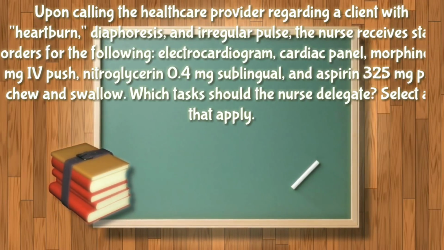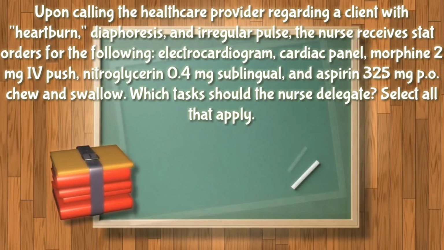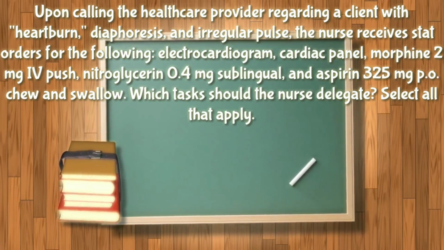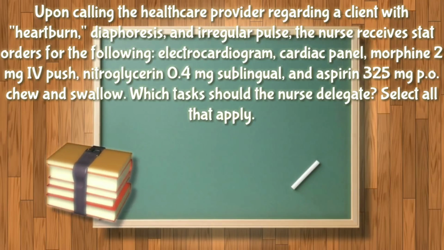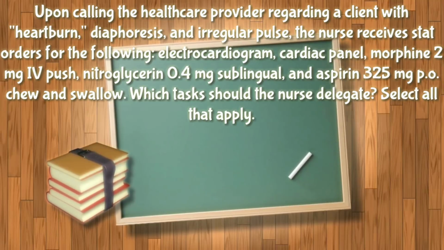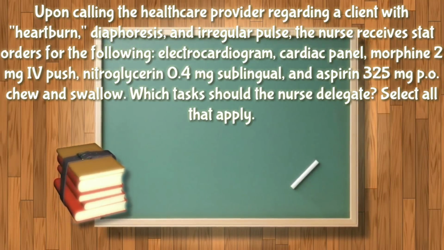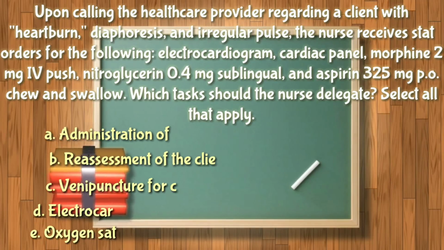For the next question, upon calling the healthcare provider regarding a client with heartburn, diaphoresis, and irregular pulse, the nurse receives stat orders for the following: electrocardiogram, cardiac panel, morphine 2 mg IV push, nitroglycerin 0.4 mg sublingual, and aspirin 325 mg PO, chew and swallow. Which task should a nurse delegate? Select all that apply.